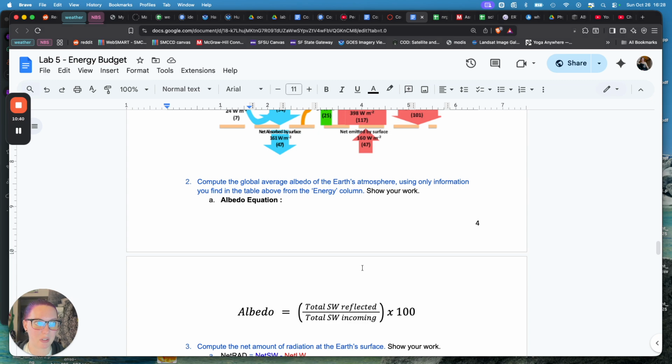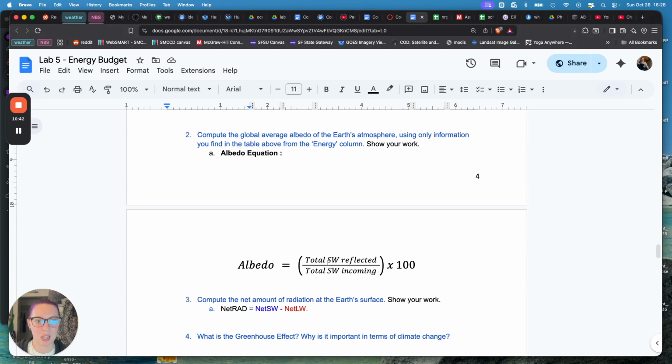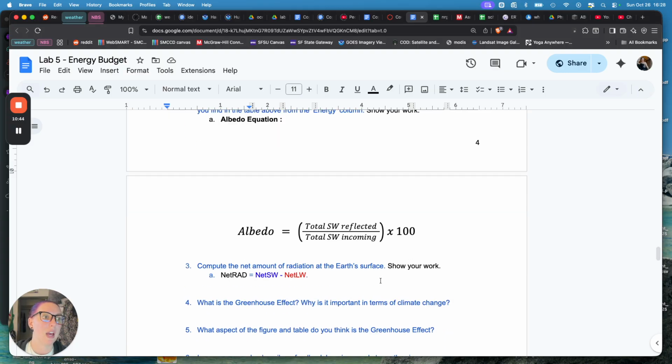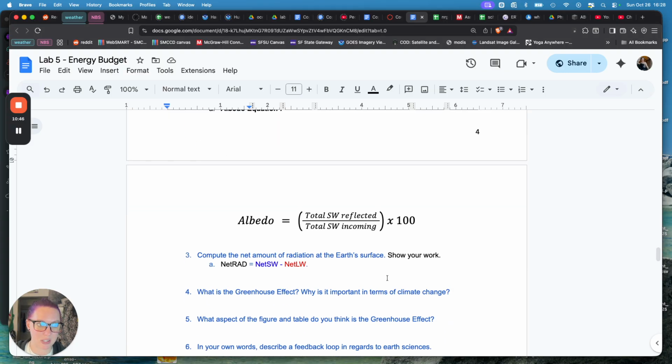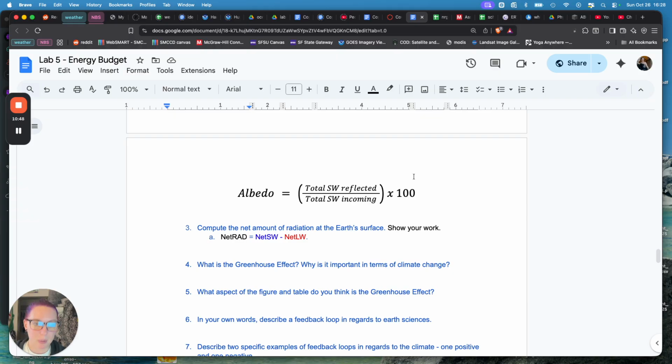And that is all spelled out down here as well. I've given you the equations for both. Show your work here, include units when possible. Albedo is a unitless ratio, so it's going to be watts per meter squared divided by watts per meter squared. Those units cancel out, then you times 100 for a percentage.